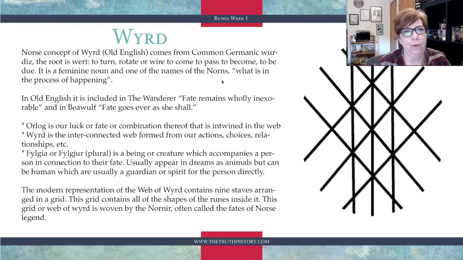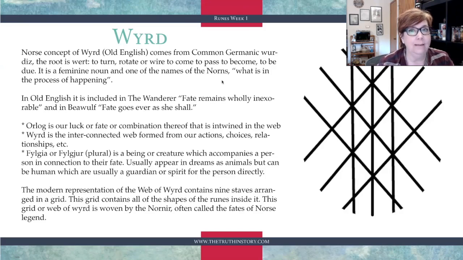There's a much more fluid understanding of fate, just as there are some things in which we have escape and inescapable fate, like Ragnarok. But in the Old English, that talks about fate in Beowulf, which I spelled incorrectly: fate remains wholly inexorable. It doesn't move. Fate goes ever as she shall.